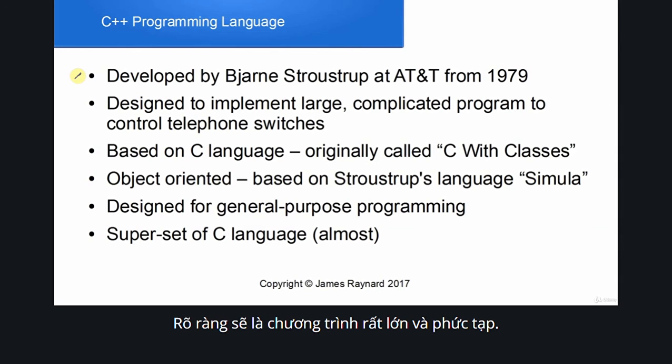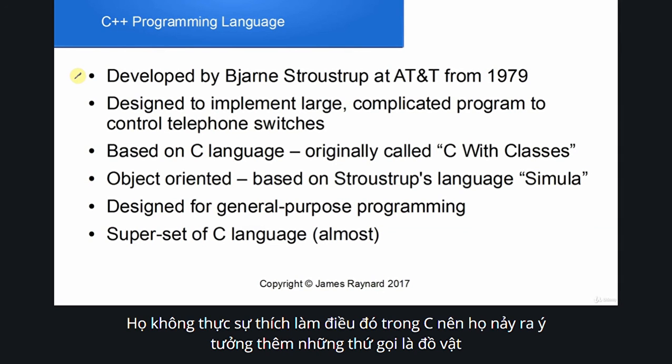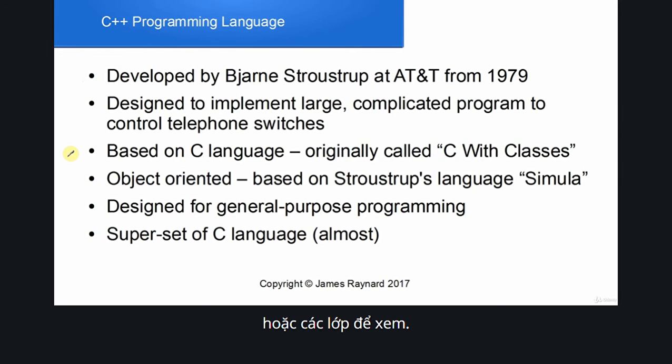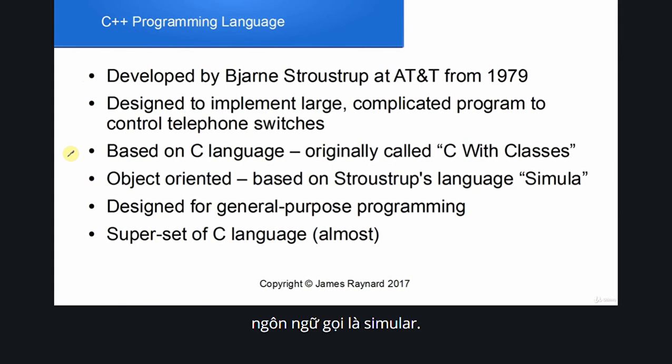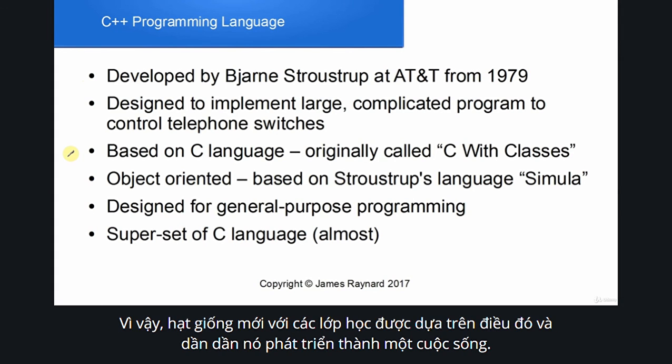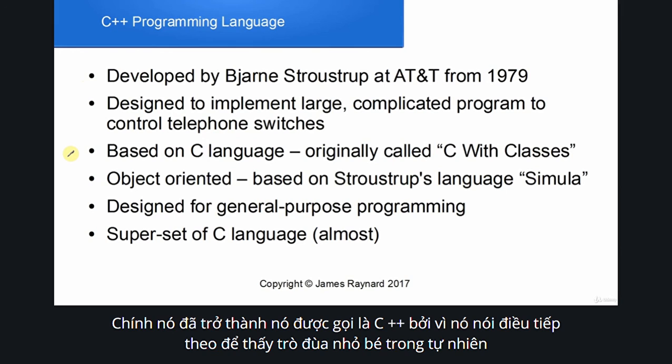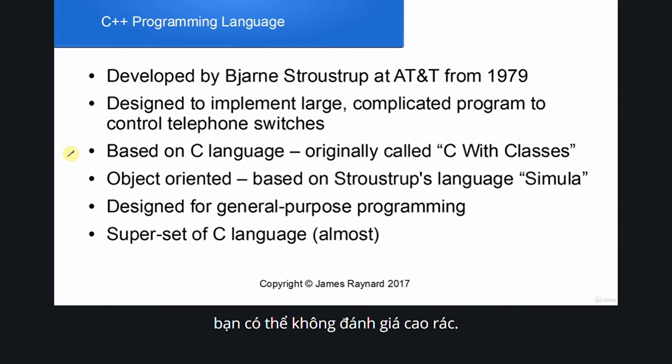So they wanted a software system to control these software switches. It was obviously going to be a very large and complicated program, and they didn't really fancy doing it in C. So they came up with the idea of adding things called objects or classes to C. And they brought in someone called Bjarne Stroustrup from Denmark. He had already written an object-oriented language called Simula. So the new C with classes was based on that. And gradually it developed and took on a life of its own, so it became called C++, because it's the next thing after C. There's a little geeky joke in there which you might not appreciate, but you have to understand C++ to understand it, really.